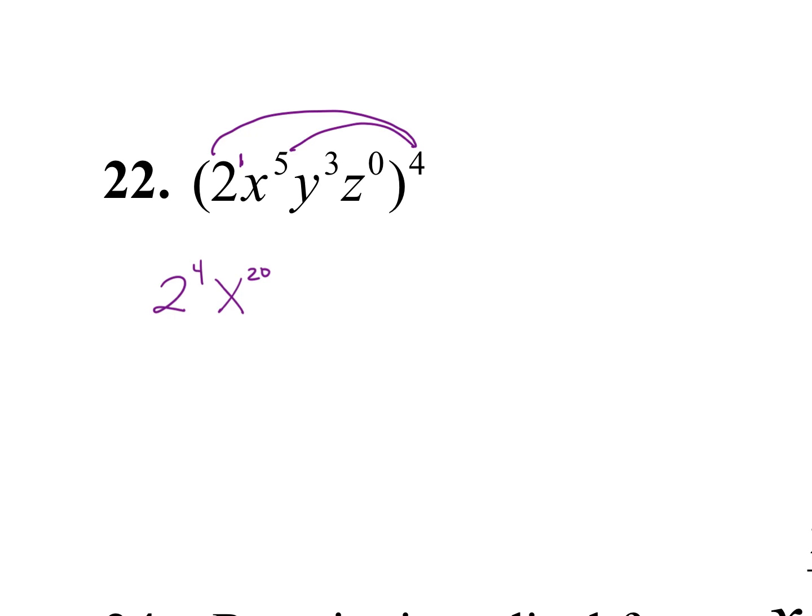So x to the 20th, y to what power? The 12th, and z to the 0. What is z to the 0? It's 1. So you don't even have to write it down, okay? It's not going to change anything if it's 1. So this is where you're at. What's 2 to the 4th power? 16. 2 times 2 times 2 times 2, or let your calculator figure that out for you. So that's 16, x to the 20th, y to the 12th.